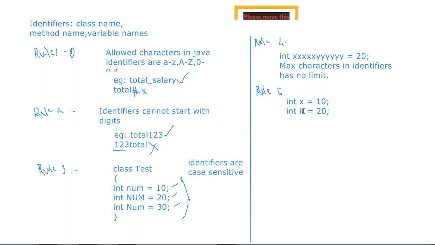But if is a reserved word. If is used in a conditional statement: if I'm checking whether something is true, then I'll go inside the block. So I can't use this as my valid identifier. I can only use this one. This is wrong, and I can only use this as my valid identifier. Why can't I use this one? Because if is a reserved word, a reserved keyword, I can't use this. So that is my rule number 5. Let me write that.